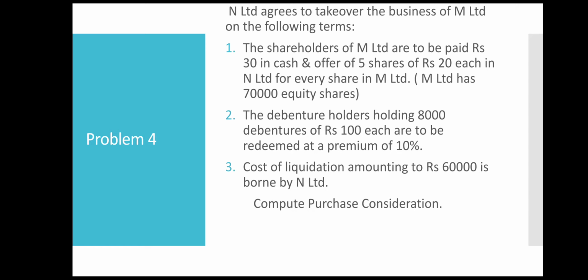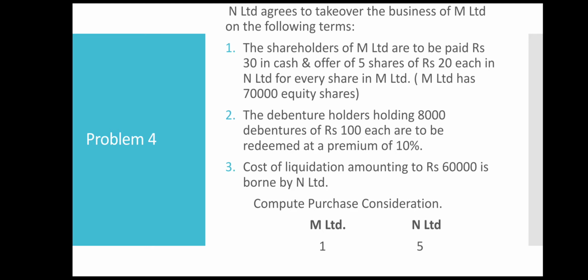The shareholders of M Limited are to be paid rupees 30 in cash. I hope this point is clear. Now from the second sentence we have to analyze. Offer of 5 shares of rupees 20 each in N Limited for every share in M Limited. So here there are two companies, M Limited and N Limited. So for every share in M Limited you will get 5 shares in N Limited. So 1 share in M Limited means 5 shares in N Limited.